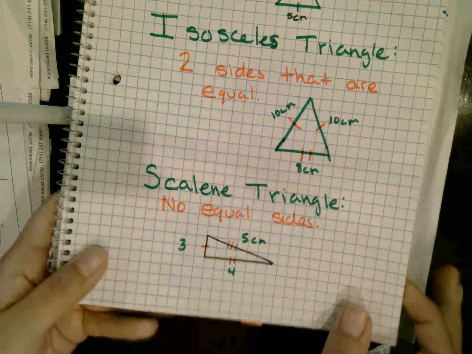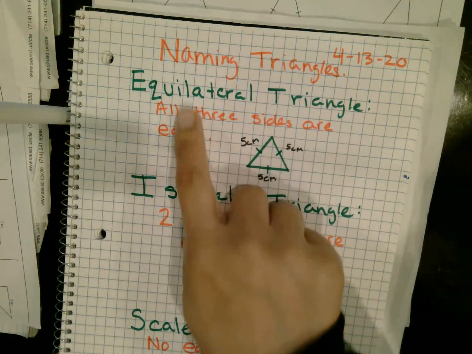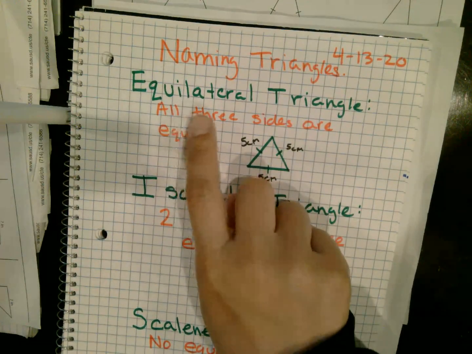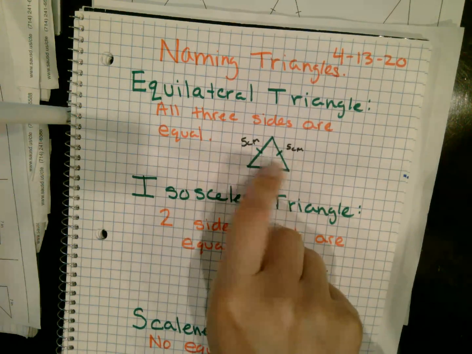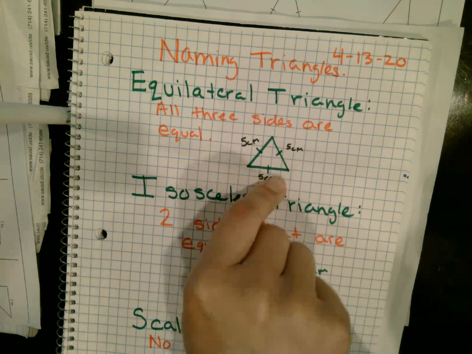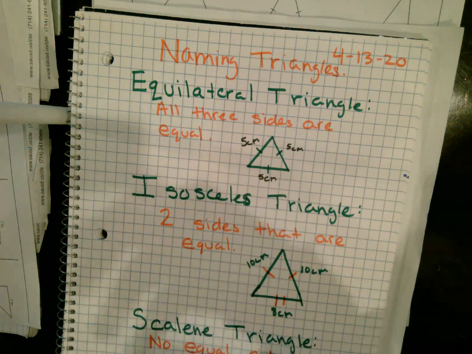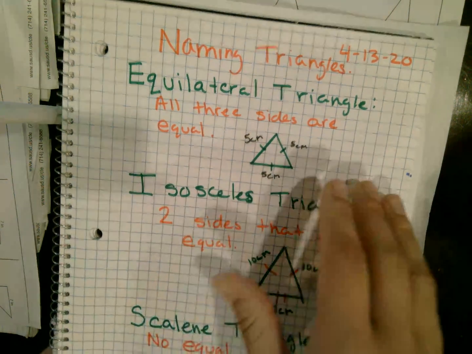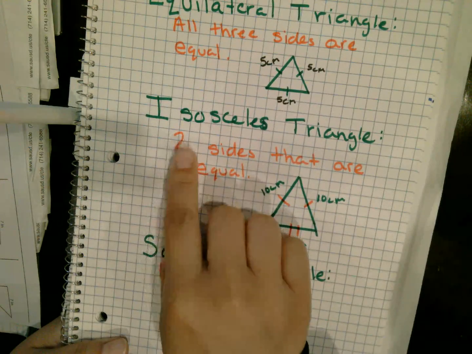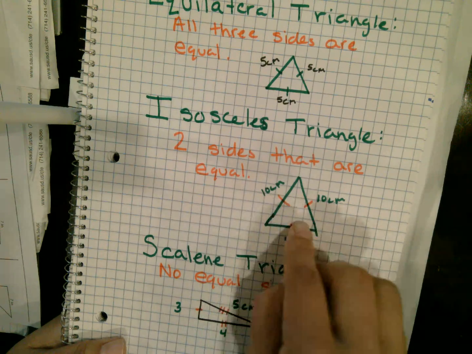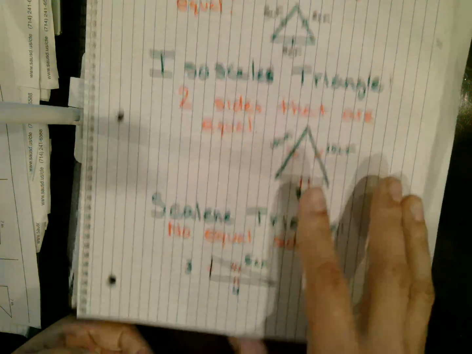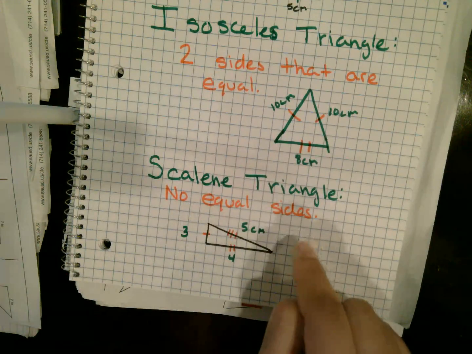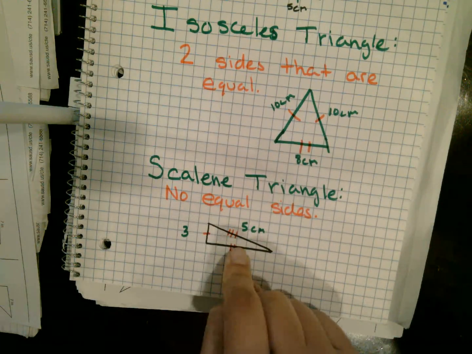So let's review. An equilateral triangle has all 3 sides that are equal. So they all match, they all have an equal measurement. It's called equilateral. Like you can actually hear it. All the sides are equal. An isosceles triangle has two equal sides, and the third one is different. Two sides that are equal, only two. A scalene triangle has no equal sides, okay?